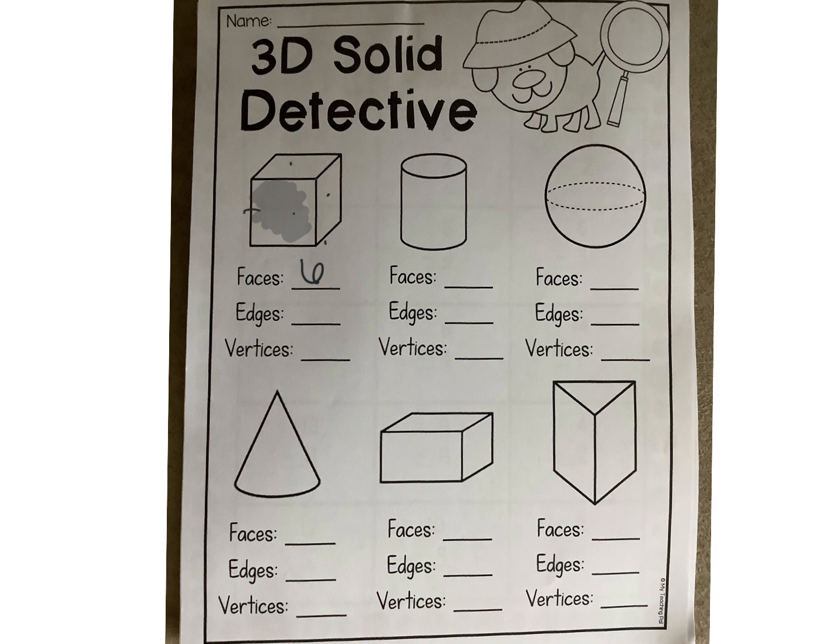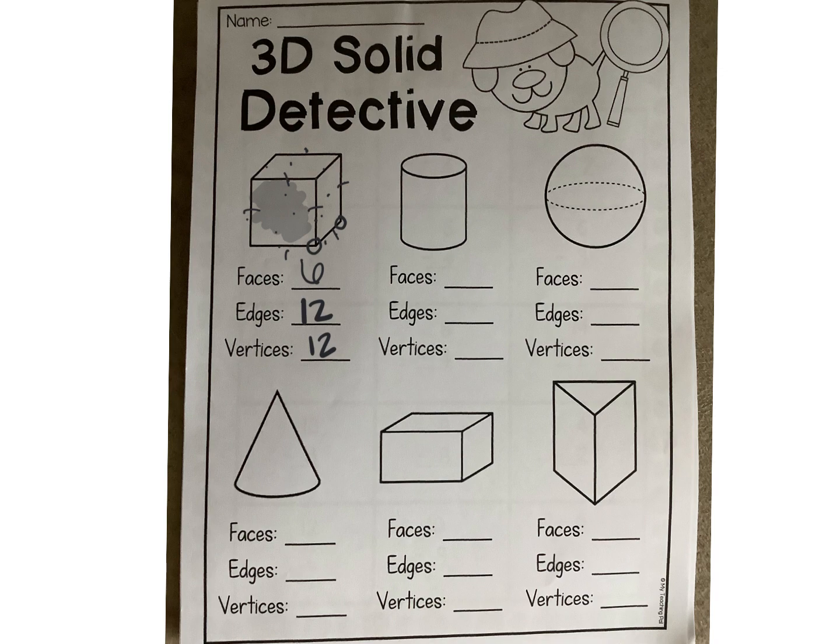And then the edges are these sides right here. So we have 1, 2, 3, 4, 5, 6, 7, 8, 9, 10, 11, 12. 12 edges. And for every edge, you're going to have a vertice, which is this part right here, the corner. So there's 12 there. Okay.